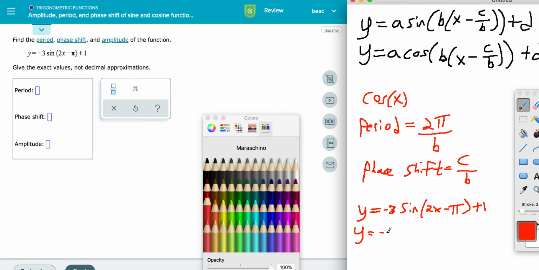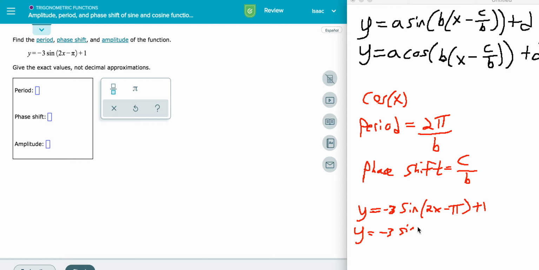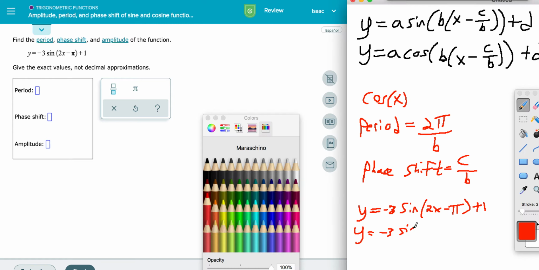So if we rearrange the parentheses, we have to factor out that 2, because look, x is by itself. So we've got to factor out the 2, and we get x minus pi over 2 here. So just divide both of these by 2. If you were to multiply 2 back in, it turns into the same thing. Now I can identify what my b is, and that will help me identify the period and the phase shift.